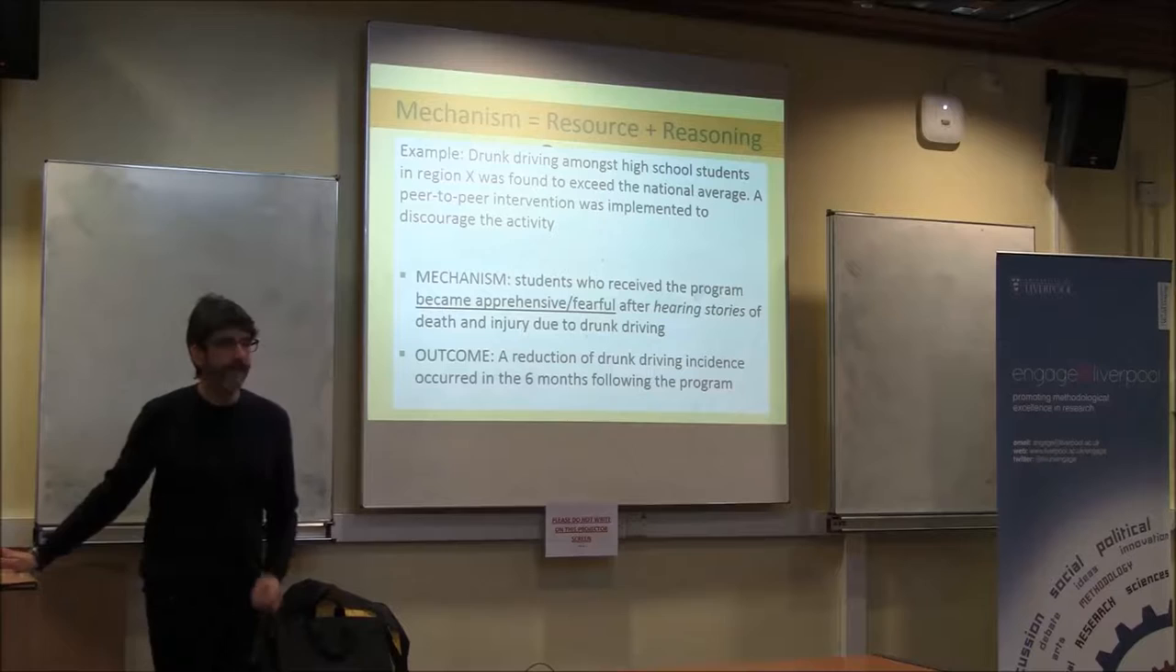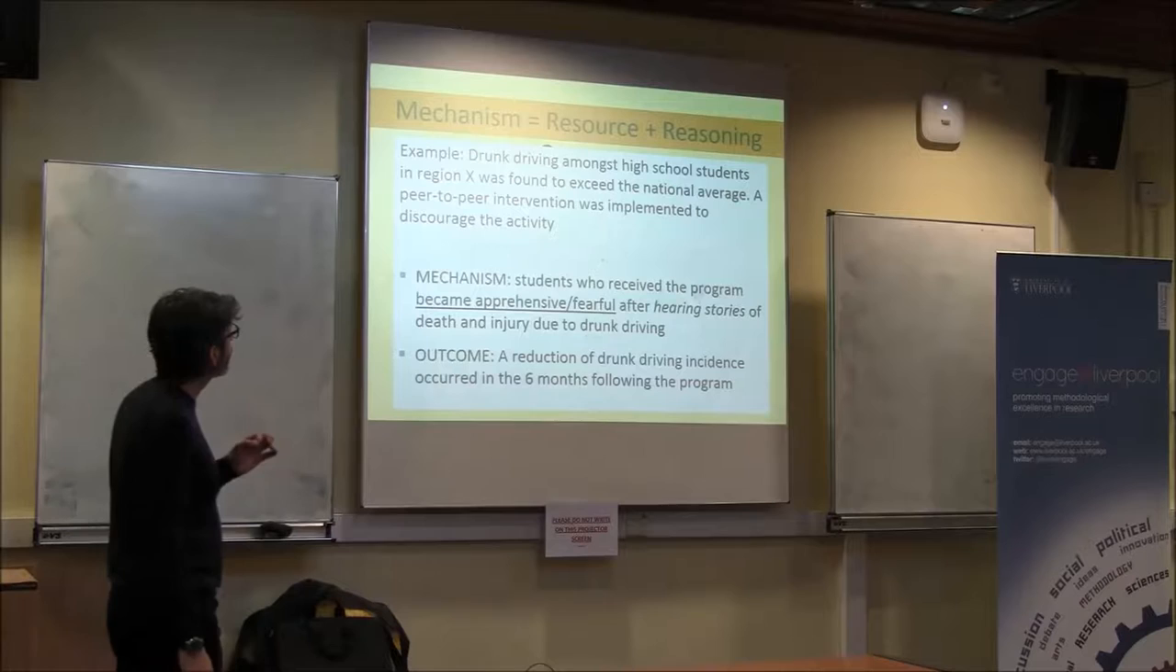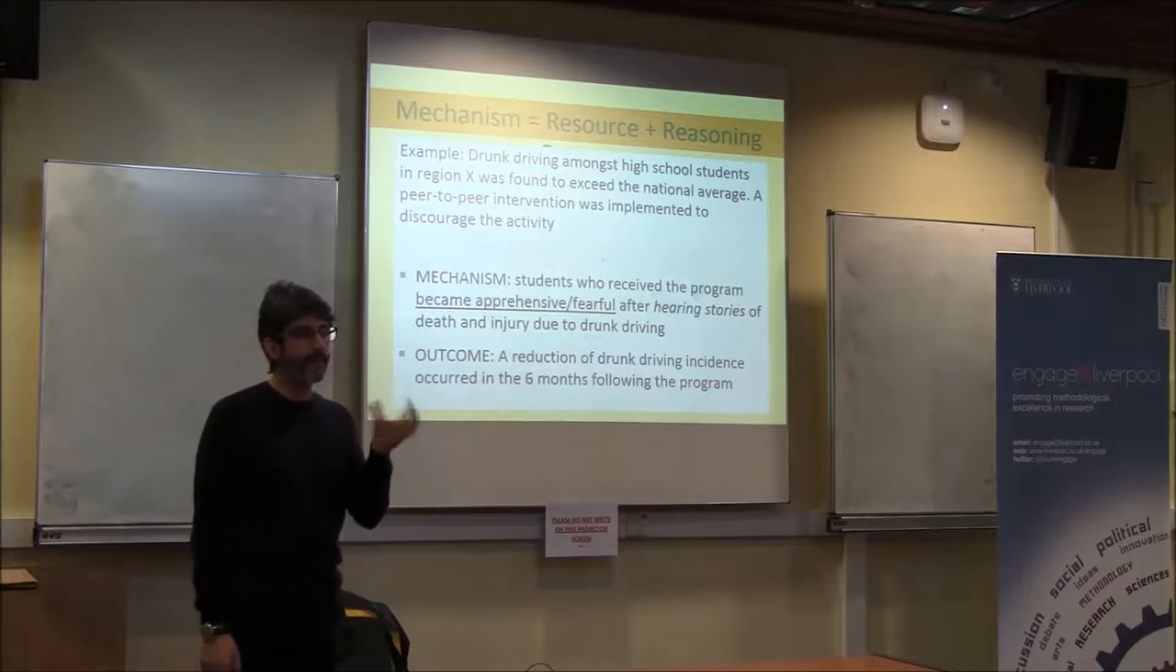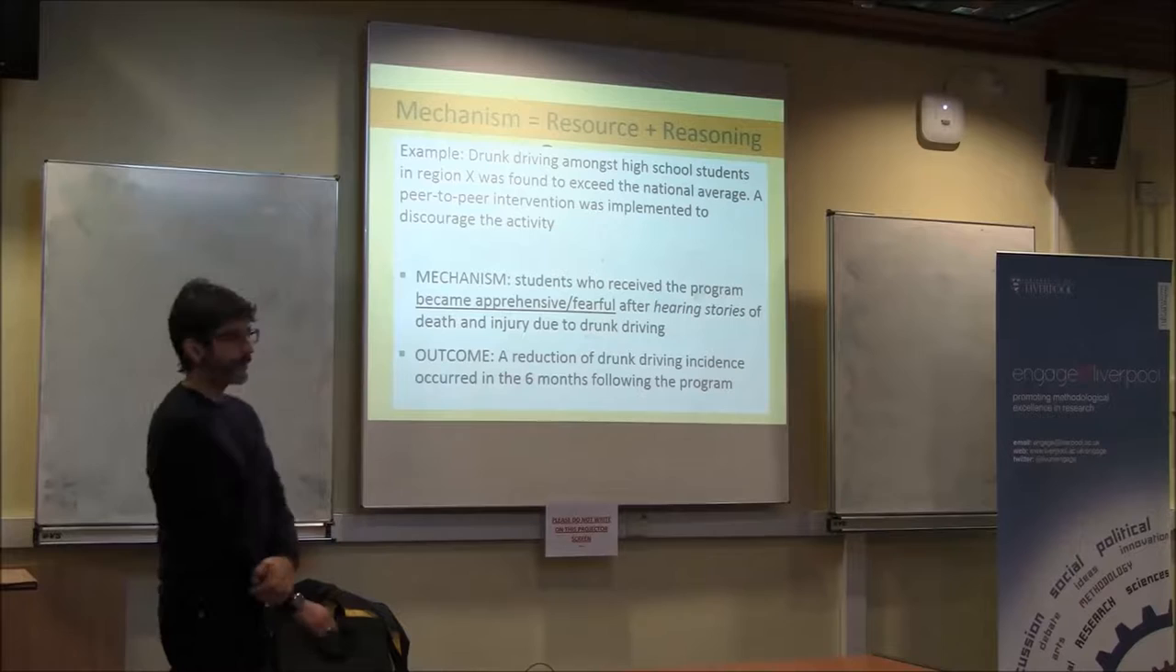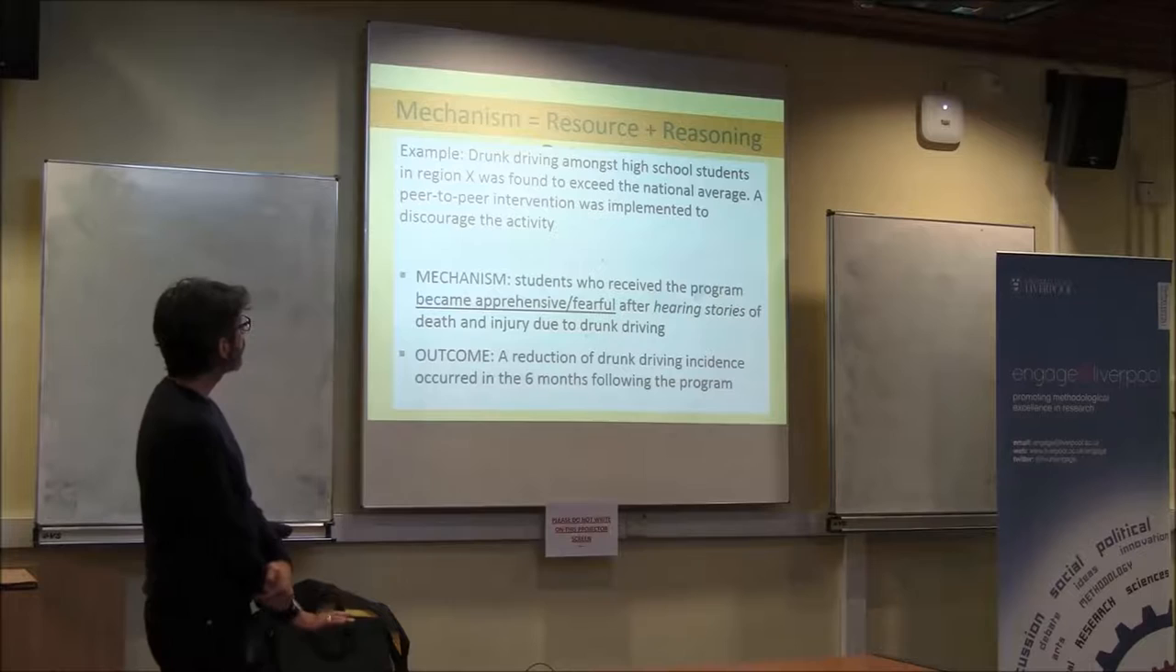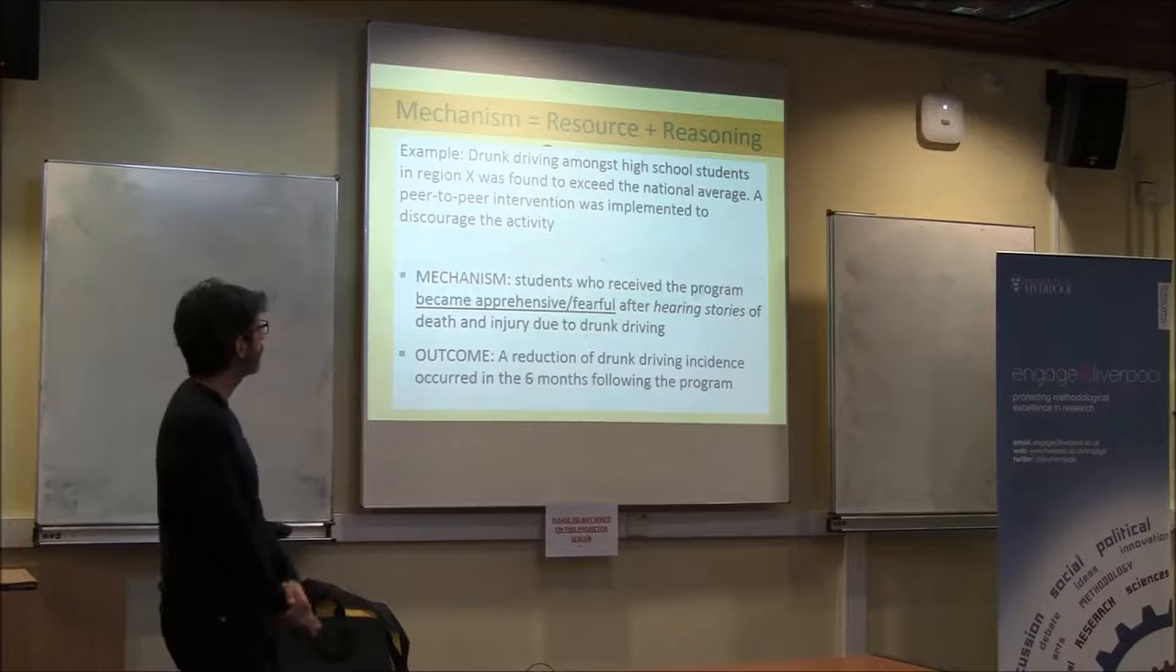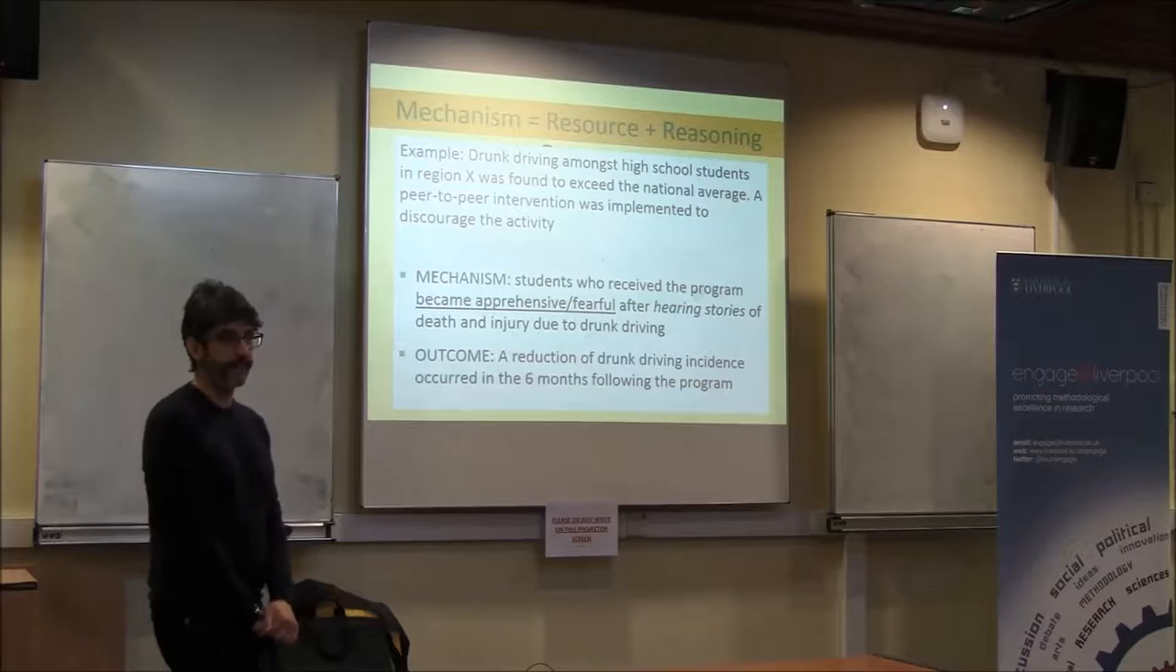Okay, so I'd like to exemplify mechanism, just to see if we really understand what we're talking about here. Remember what I said, that the mechanism is this mix of the resource and the reasoning. So say, for example, we have an intervention. The background is that we found that drunk driving amongst high school students in Region X, this is just a hypothetical example, I made this up for the purpose of this understanding, was found to exceed the national average, and a peer-to-peer intervention was implemented to discourage the activity.